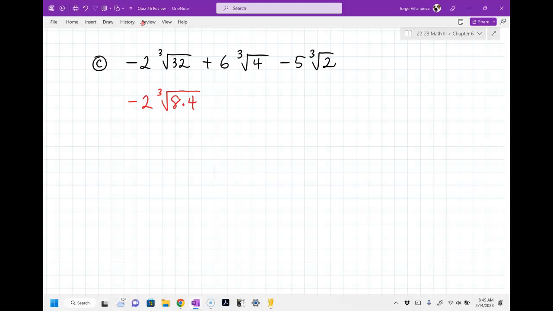The index is cubed root, okay? Now the other stuff I'm just going to kind of write out because I can't really break down the number 4 into anything that has a cubed root, with the exception of 1, but we never go to a 1.